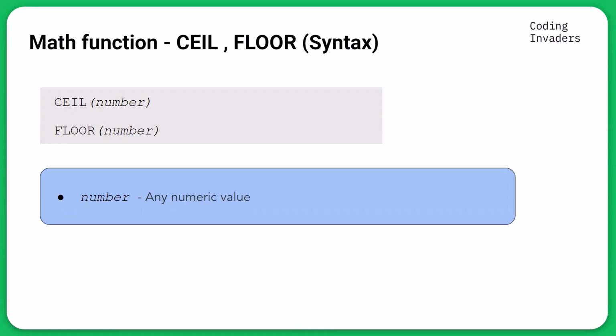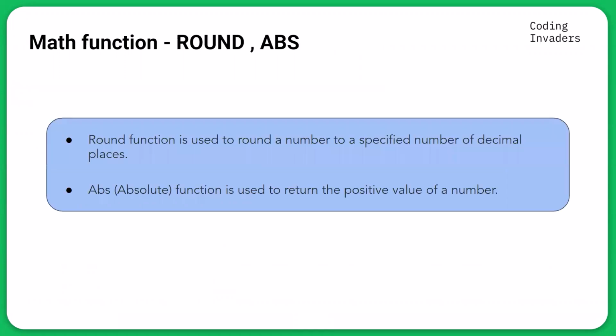Let's move on to the next math function. Here we have round and abs. The round function is used to round a number to a specified number of decimal places. Abs, that is ABS, which is also called the absolute function, is used to return the positive number whenever you give it any negative number. Let's try another problem to understand these round and abs functions.